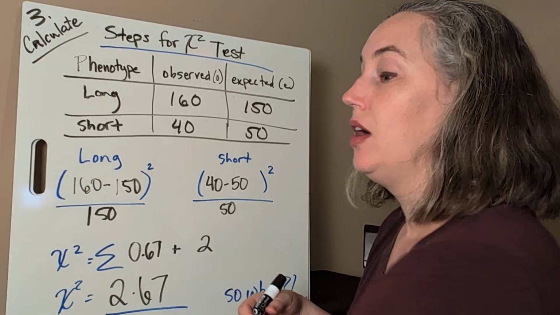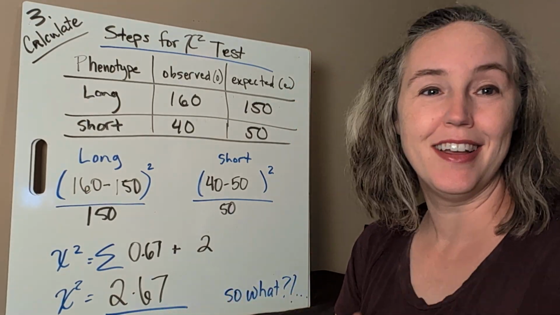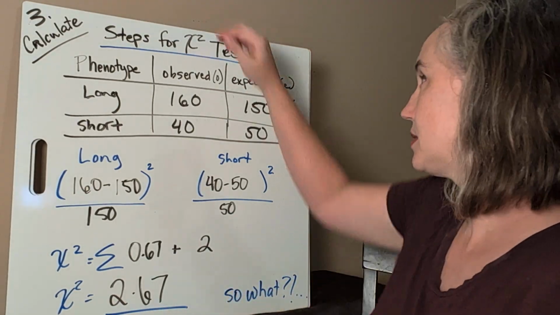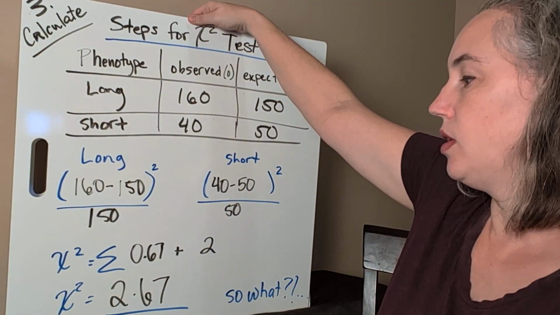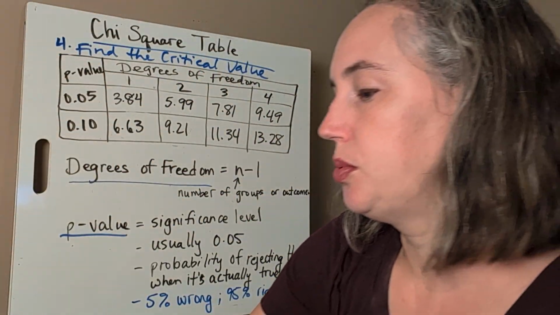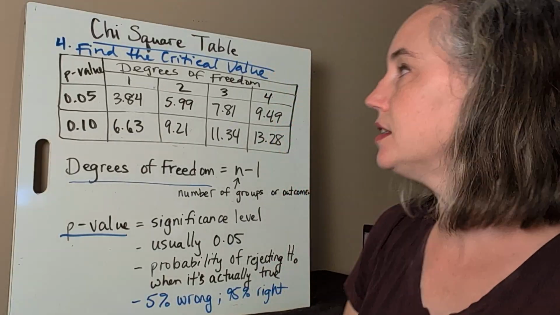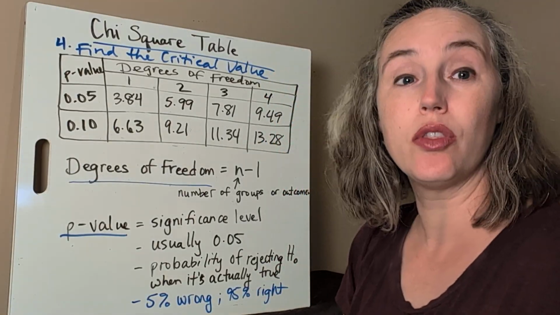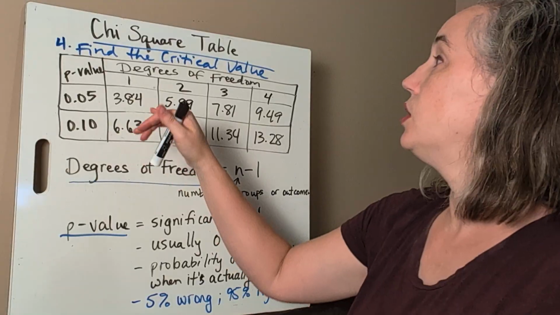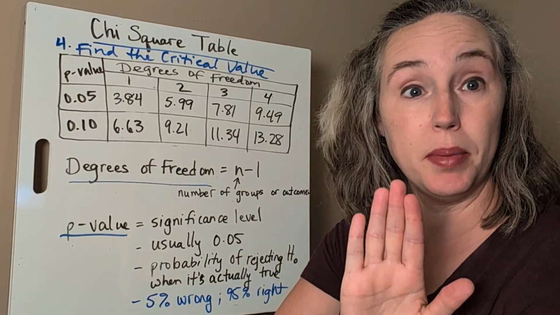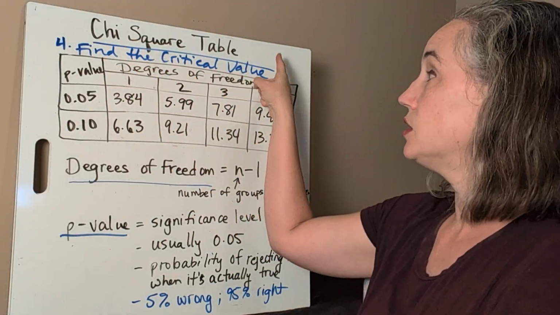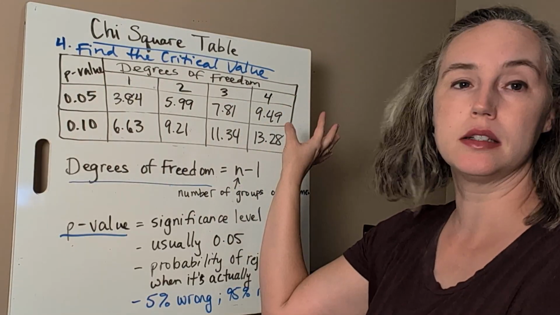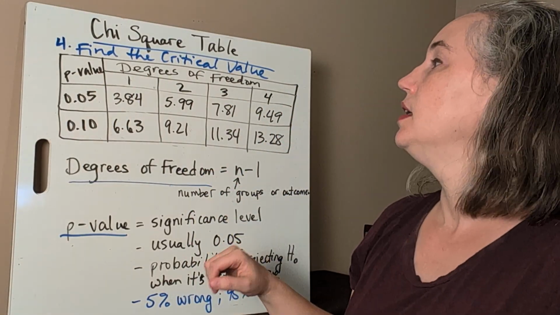So what? What does that mean? Now it's time to interpret our results. Our chi-square value is 2.67. The next step is to find the critical value. On your AP Biology formula sheet, there's a chi-square table. This is a small version of that.